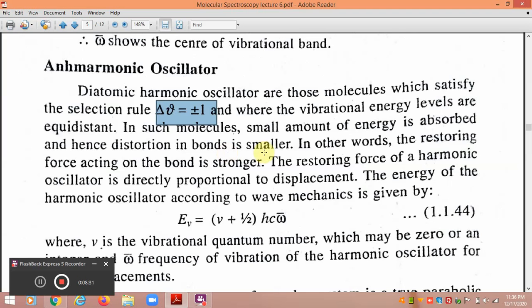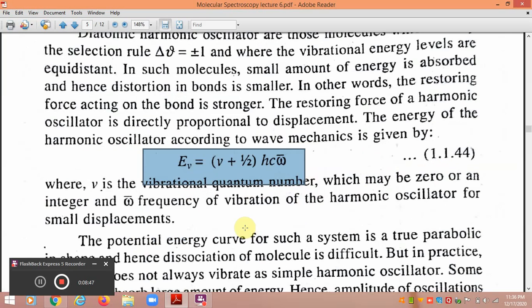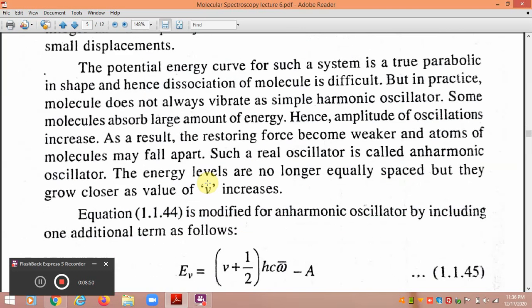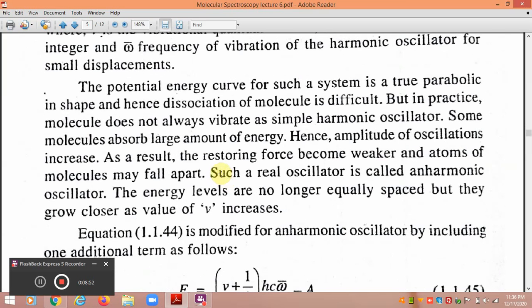In such molecules, a small amount of energy is absorbed and hence the distortion of the bond is smaller. In other words, the restoring force acting on the bond is stronger, and the restoring force of a harmonic oscillator is directly proportional to displacement, and the energy of the harmonic oscillator is given by this equation. So the potential energy curve for such a system is a true parabola in shape, and hence dissociation of the molecule is difficult.